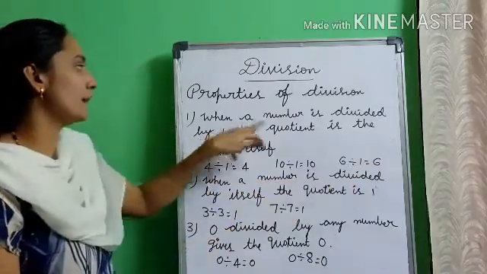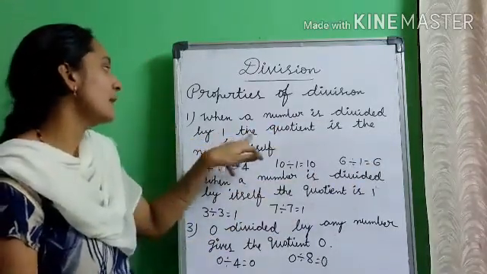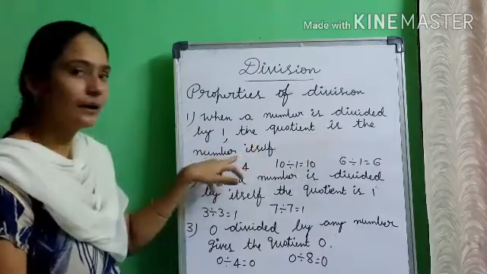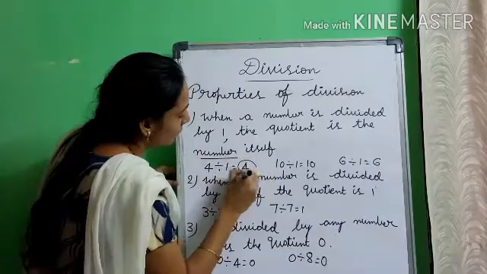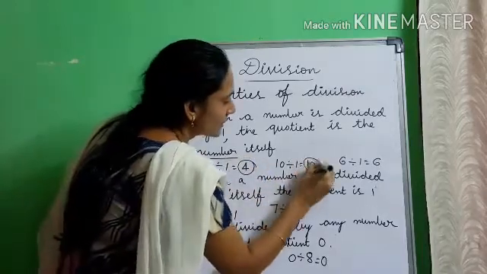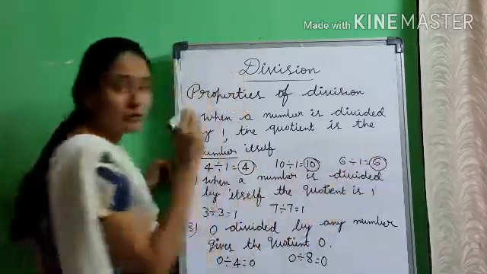So, what is the first property? When a number is divided by 1, the quotient is the number itself. Here, what is the quotient? 4 is the quotient. Here, 10 is the quotient. Here, 6 is the quotient.